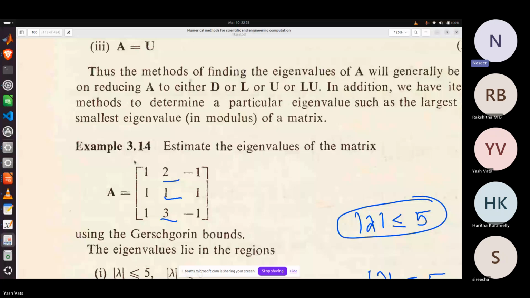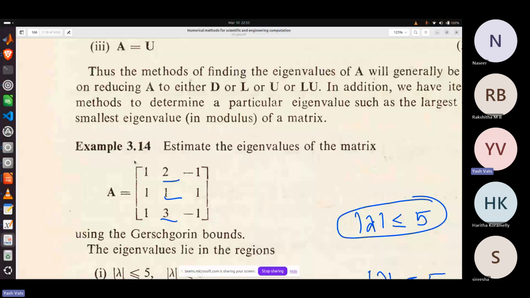Should I take the union of this for the rows only? Because I have to compare, no? So should I take the union of all three and take mod of lambda less than or equal to 5 row-wise? Yes. Similarly, for the column I have to take less than or equal to 6. Yes. Then I have to take the intersection. Just tell me the final result. Then the answer will be mod of lambda less than or equal to 5 only.